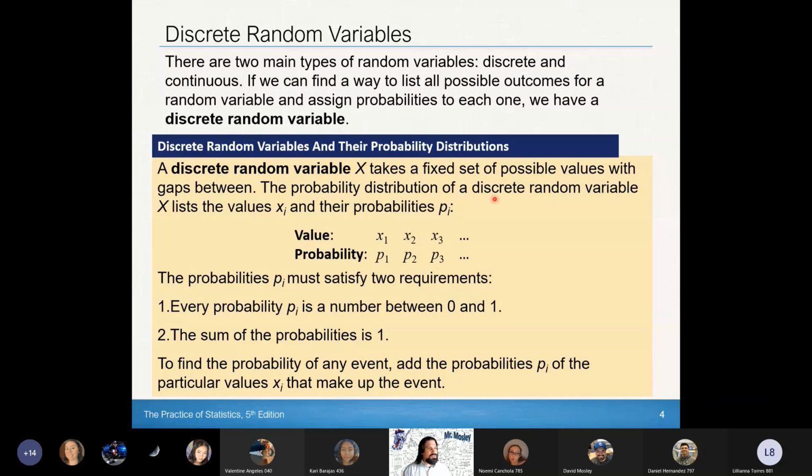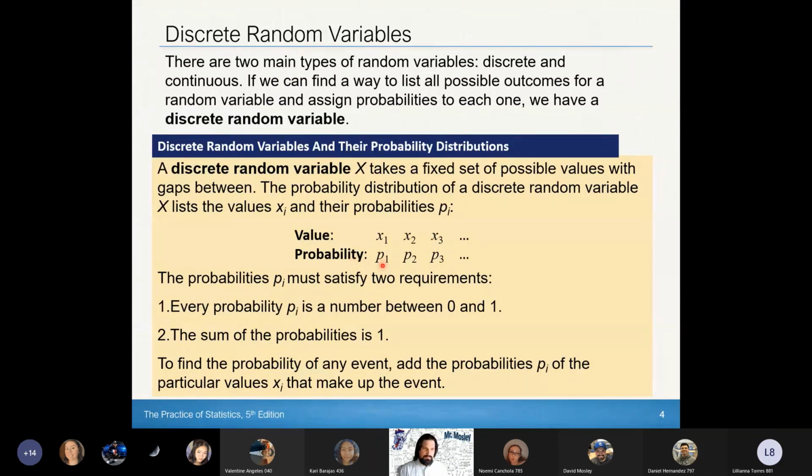The probability distribution of a discrete random variable x lists the values x sub i and their probabilities p sub i. So this is essentially like the table here. We have the values that x can take on, which would be x sub 1, x sub 2, x sub 3. The sub 1, sub 2, sub 3 just says this is the first value x could be, this is the second value x could be, this is the third value x could be. It's just a way of listing that we have multiple values that our random variable can be, and they're not the same, so they get a different subscript as a naming and listing convention, saying these may be all different numbers, but they're all possibilities for x.